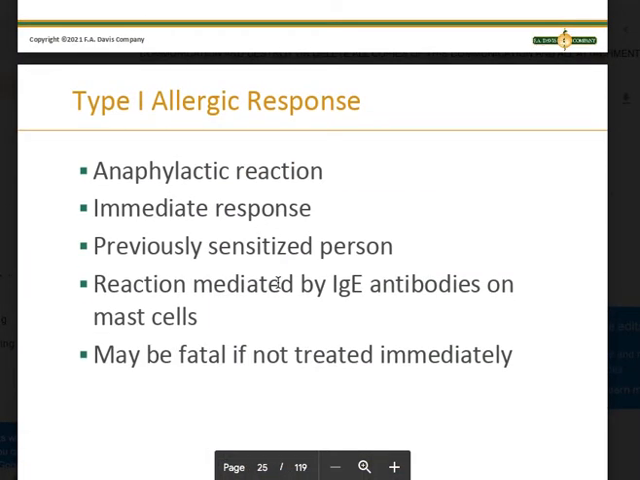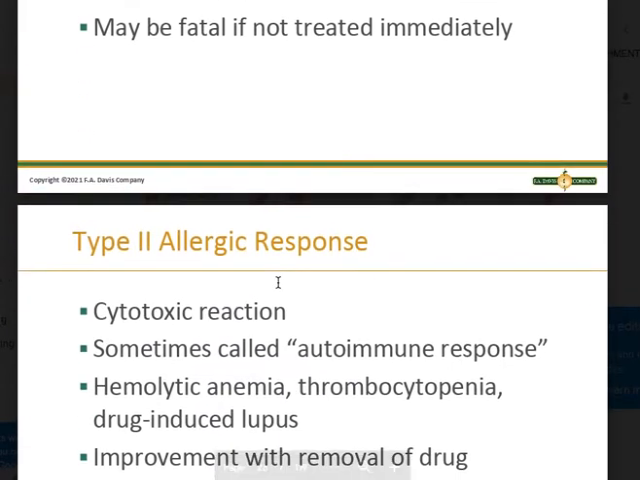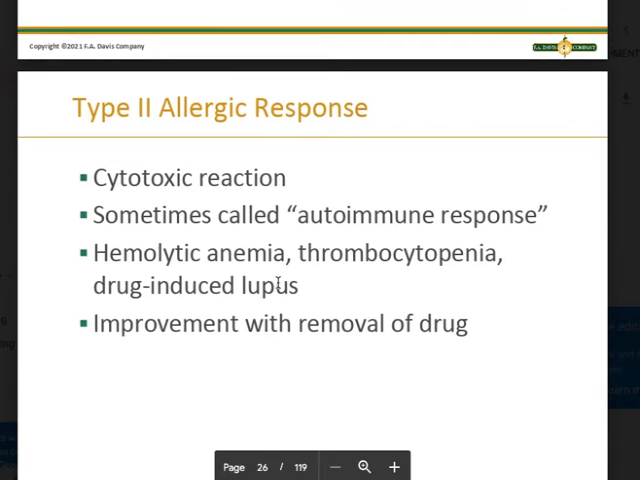So type 1 allergic response is an anaphylactic reaction. You know this with the rash, the hives, the closing of the throat, scratchy throat, maybe fatal if not treated immediately. Type 2 is an autoimmune response: thrombocytopenia, drug-induced lupus, hemolytic anemia.